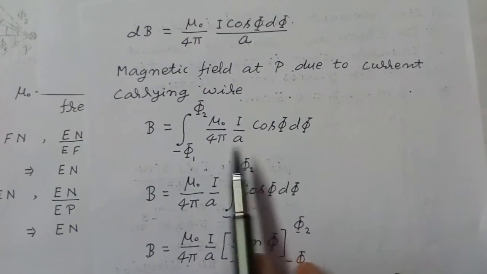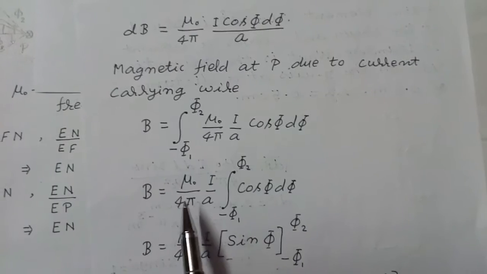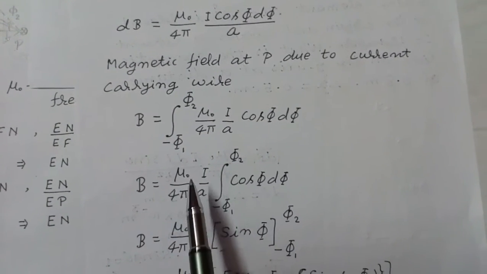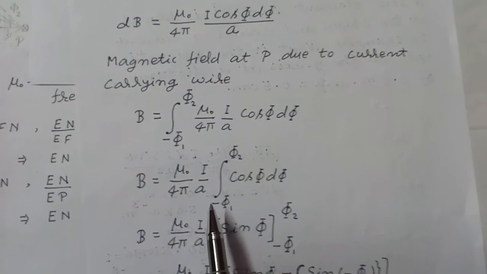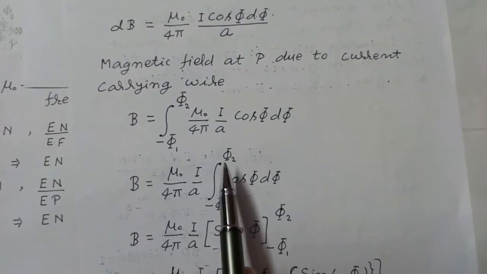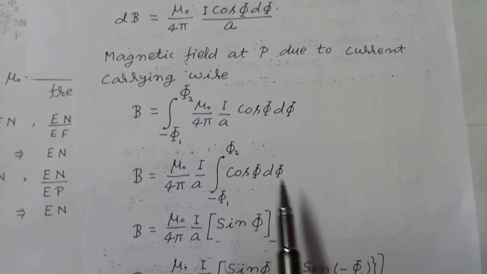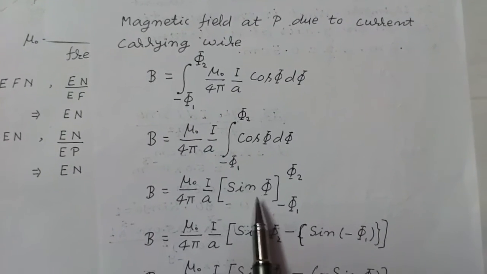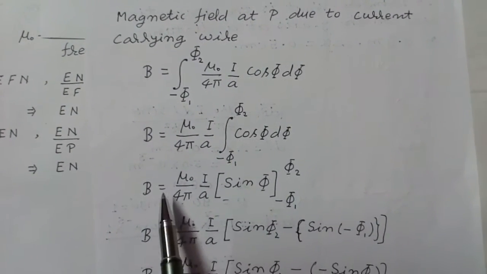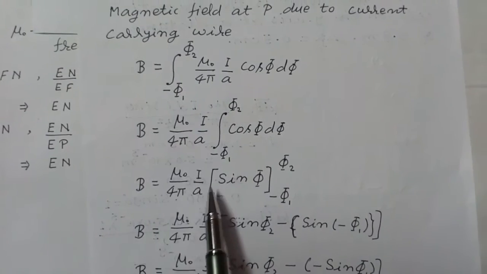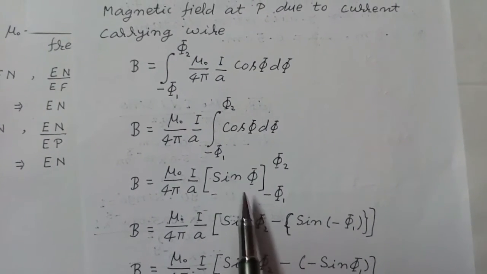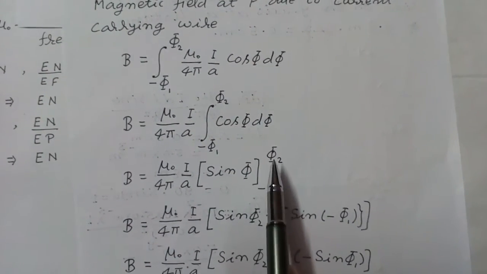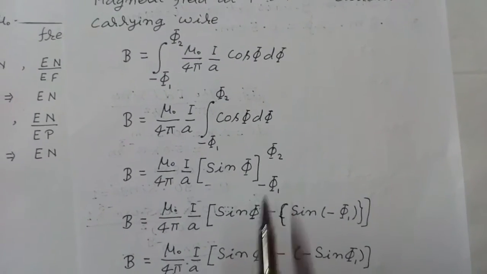Take mu naught I upon 4 pi A term outside this integration. So this is equal to mu naught I upon 4 pi A, limit minus phi 1 to phi 2, integration of cos phi d phi. Now integration of cos phi is sin phi. So this becomes mu naught upon 4 pi I upon A inside the bracket sin phi, upper limit phi 2, lower limit minus phi 1.